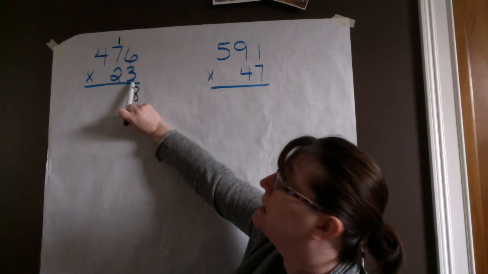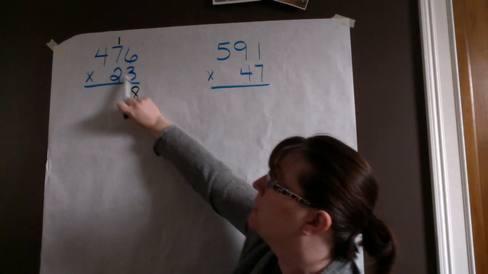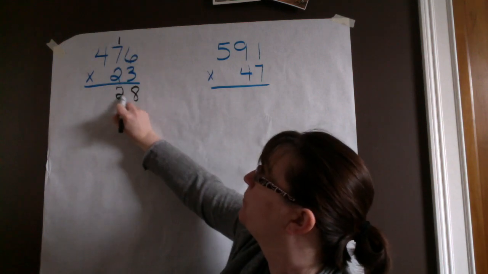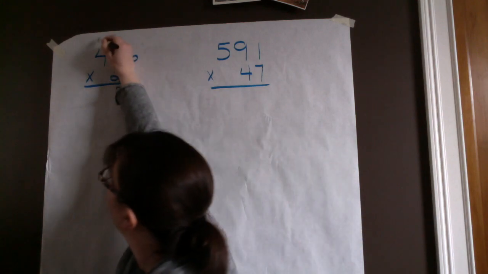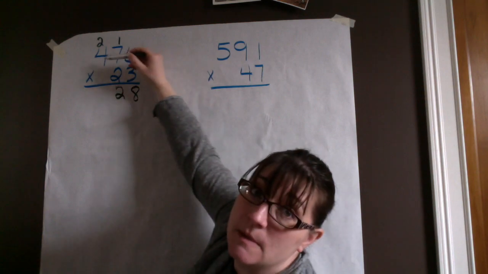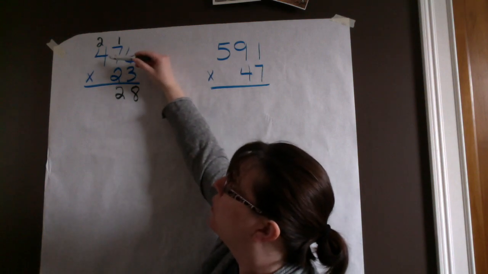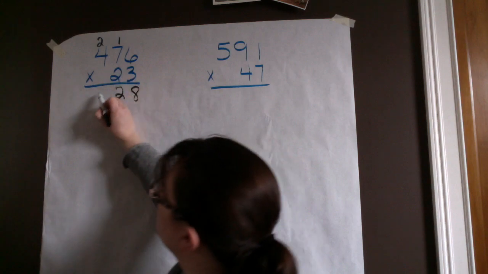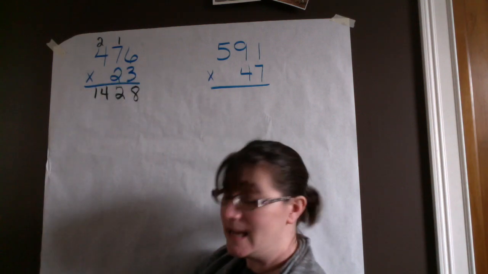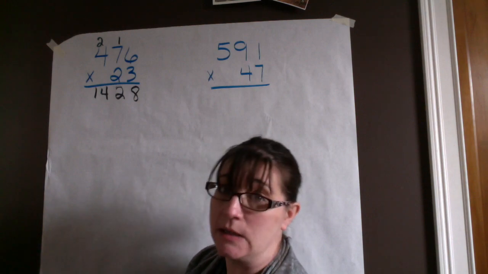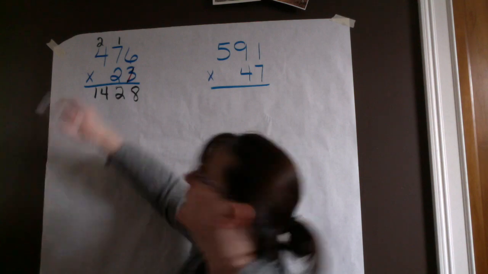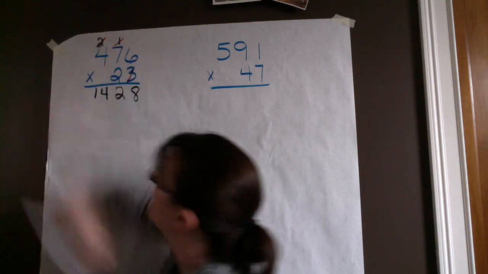So next I'm going to take 3 times my tens place. So 3 times 7 is 21. One more is 22. Put down the 2. Carry the 2. Now I'm going to take 3 times my hundreds place. So 3 times 4 is 12. Plus 2 more is 14. Okay. I am done with that 3. So if I want to, I can just cross it out so that I know I'm done with it. I'm not going to use it again.